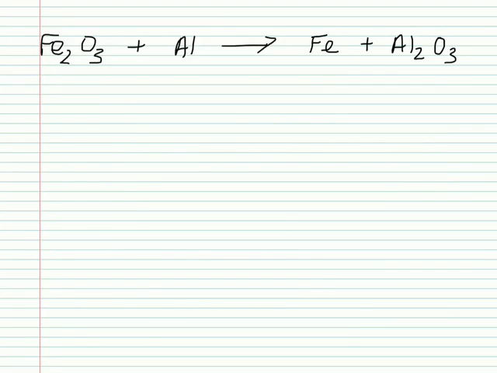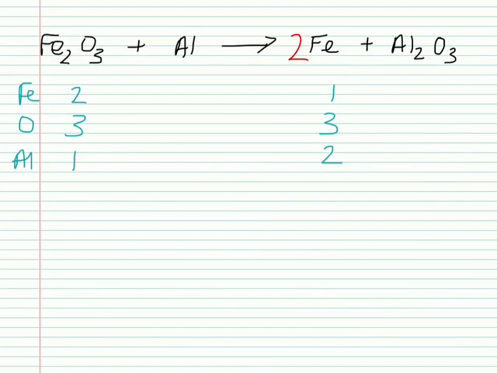First, count the atoms. For iron, we've got 2 on this side, 1 on this side. Oxygen, 3 on this side, 3 on this side. Aluminium, on the left-hand side we've got 1, but on the right-hand side 2. So we know at the moment it isn't balanced. Right, first of all I'm going to try and balance the iron atoms. Remember, you cannot put a little 2 at the bottom of the iron. This would change the actual molecule and you can't do that. You can only put one big 2 in front of the iron on this side.